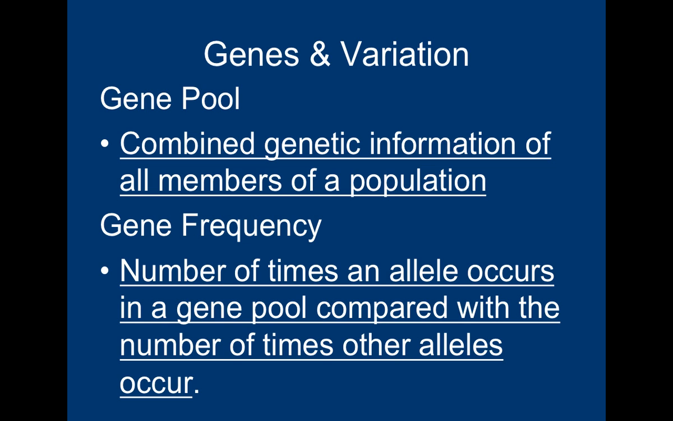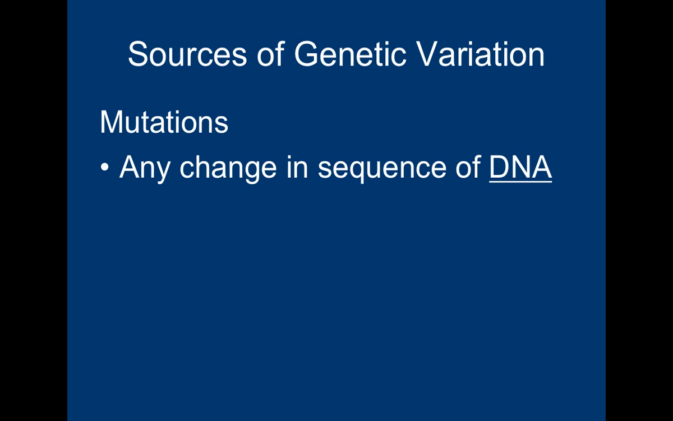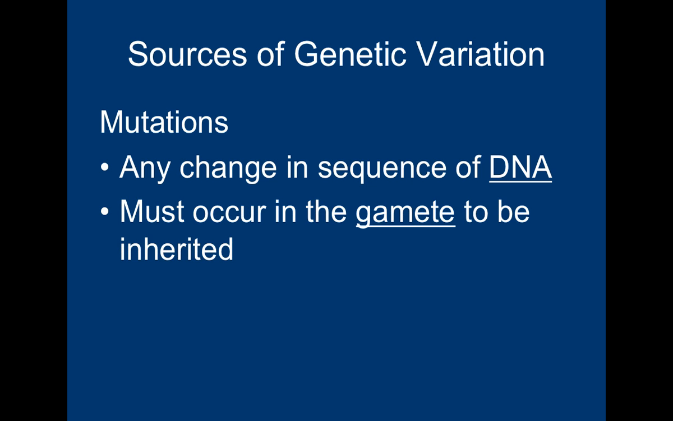Now, how do we get the variation that we see there within the gene pool and in the gene frequencies? Well, new changes can occur via mutations. Remember, mutations are any change in the sequence of the DNA, but in order for it to continue on in a population, remember, it has to occur in the gamete. It has to be in either the sperm or the egg.